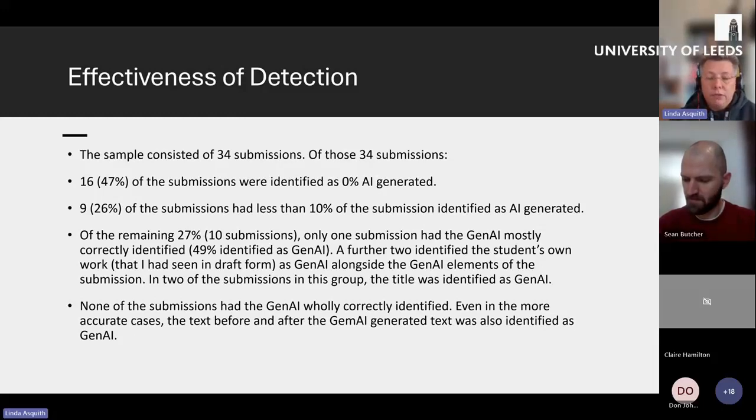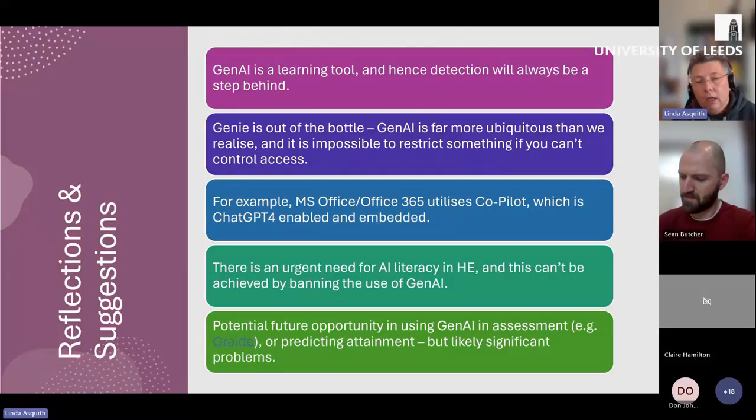So I'm going to move on to some reflections and suggestions. And I said these are just initial reflections and suggestions. I may well change my mind.